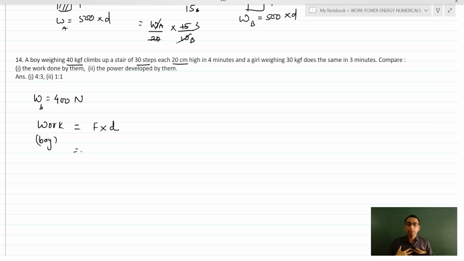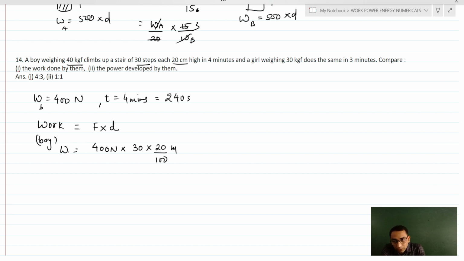So if my body weighs 500 newtons, I will have to apply 500 newtons in the upward direction to lift my load. So 400 newtons, and the total displacement is 30 steps and each is 20 centimeter high. So I need to convert that into meter. Correct? And that happens in time 4 minutes, which is equal to 6 4s are 24, so 240 seconds.